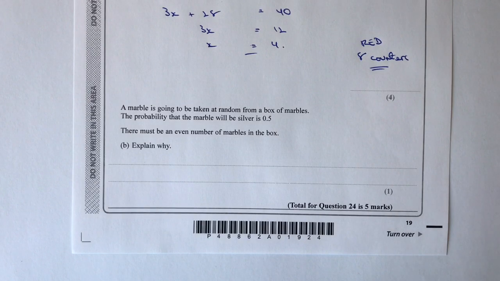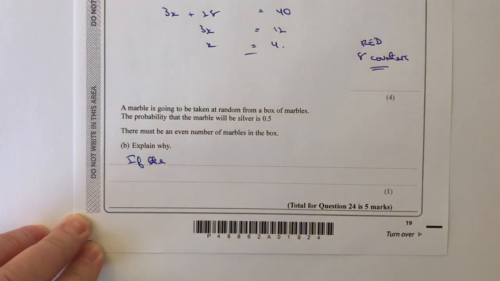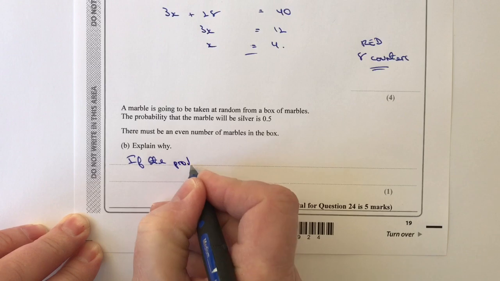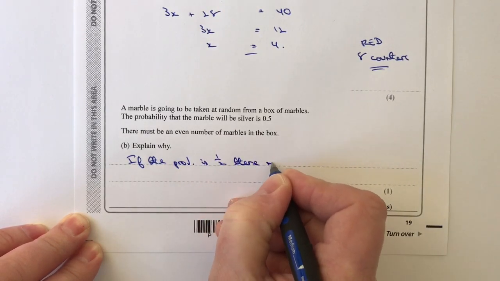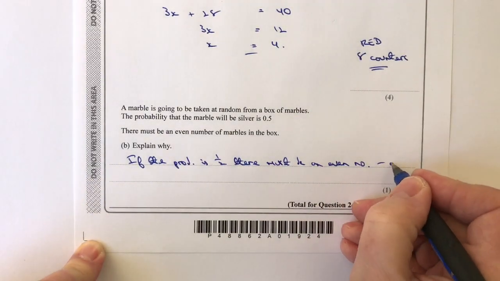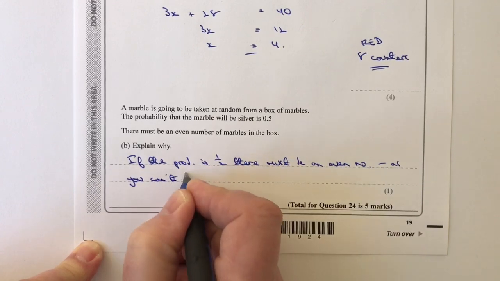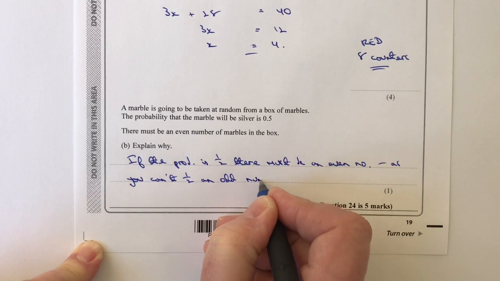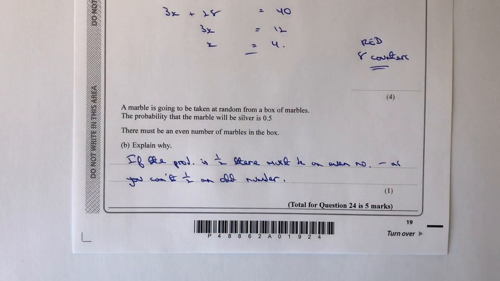So if there's 12 of them, then half of them would be 6. Or if there's 18 of them, half of them would be 9. But if there's 25 of them, you can't get half of that number. Now it's difficult to articulate that, or at least to write it down. So I would put something like, if the probability is a half, there must be an even number, as you can't have an odd number. And then maybe I might write down some examples just to give the examiner confidence that I know what I'm talking about when I write those sorts of sentences.